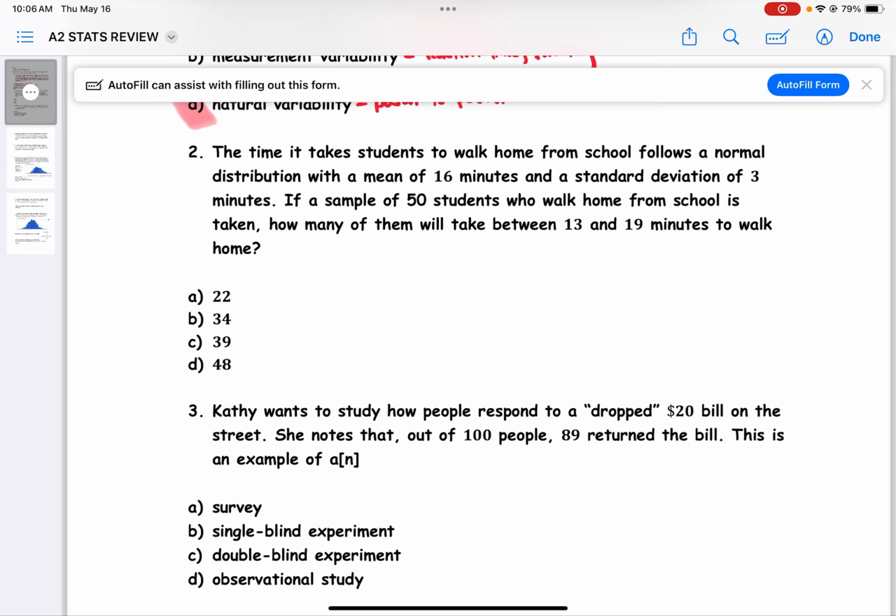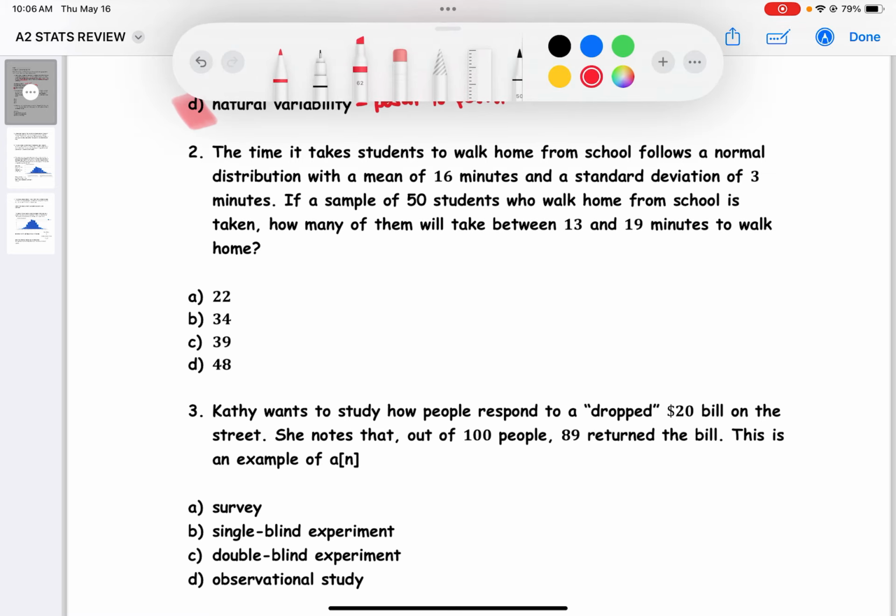Number two, the time it takes students to walk home from school is a normal distribution. So when we see a normal distribution, we are allowed to go into our calculators and calculate what's called the normal CDF. I don't have the ability to show you a calculator on here, but I can tell you what buttons you're going to be pressing. It will be second vars, which takes you to your distribution screen. And then you go to normal CDF.